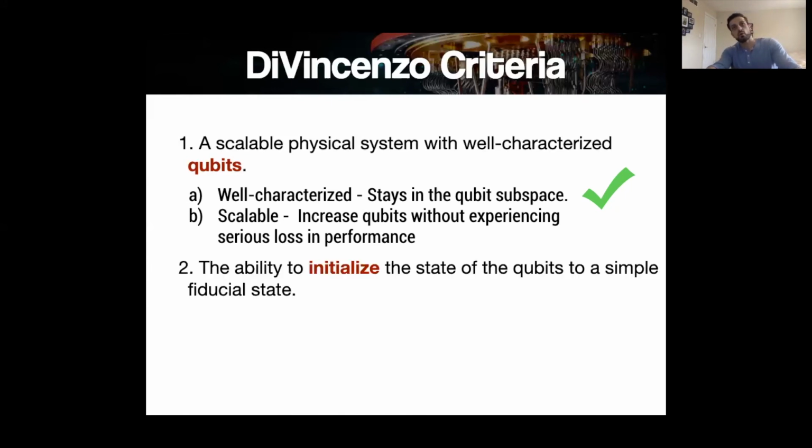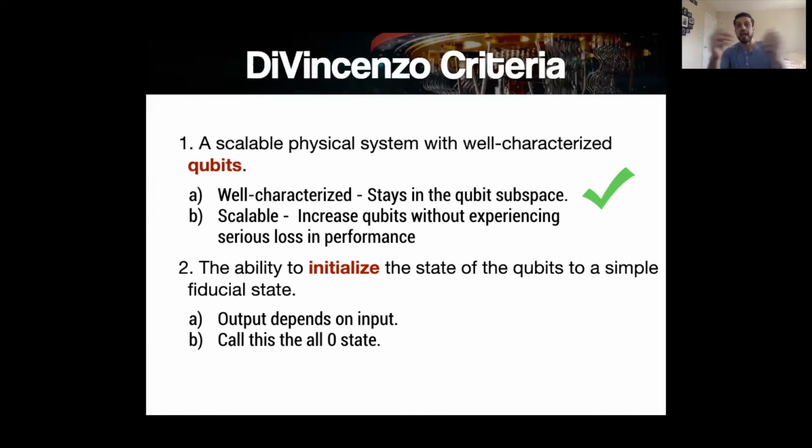Now, you need to be able to initialize the system. And really, that's as simple as saying any output of an algorithm depends on its input. So if I don't know what my initial state is, I can't design some algorithm without knowing the initial state. Usually, we come up with some initial state that we think of as the all zero state. Actually, we always think of it as the all zero state. And we need some way to get our system into that all zero state.